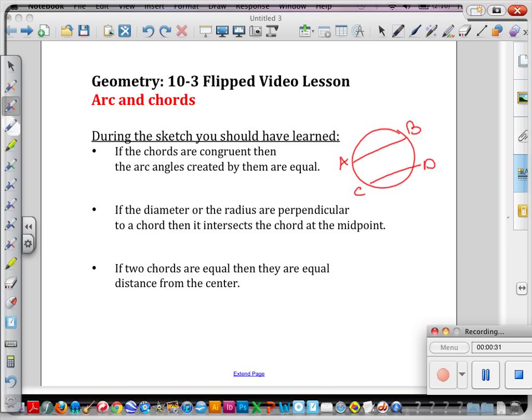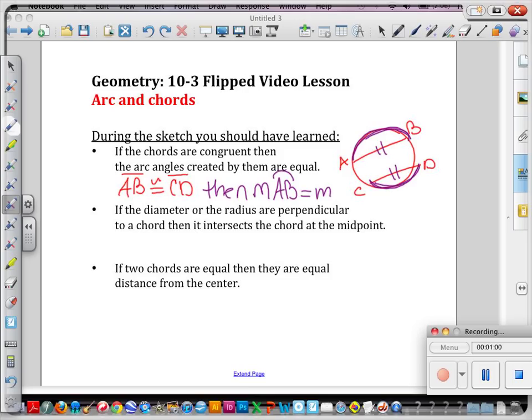Now, if chord AB is equal to or congruent to chord CD, you should have realized or discovered in the sketch that then the two arc angles are going to be equal. So if AB and CD are congruent, then the measure of arc AB is going to be equal to the measure of arc CD. And remember, when you have m's, you're talking about degree measure.